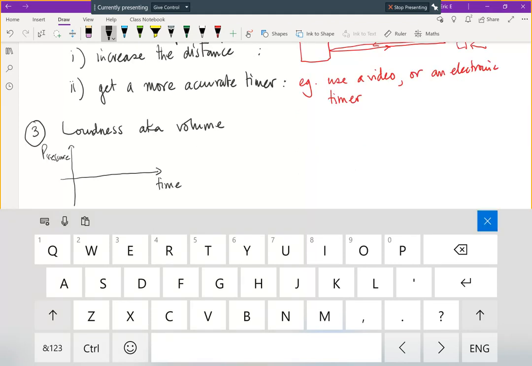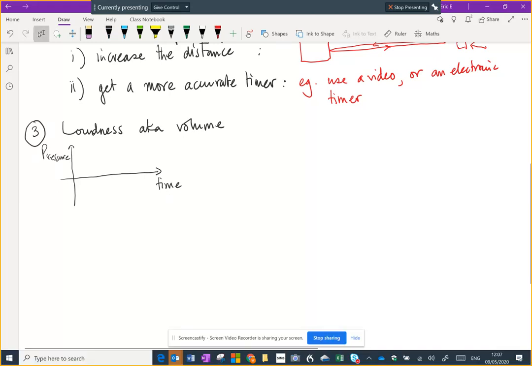Go away. I just keep touching the screen. I need to rest my hand on the screen to be able to write.